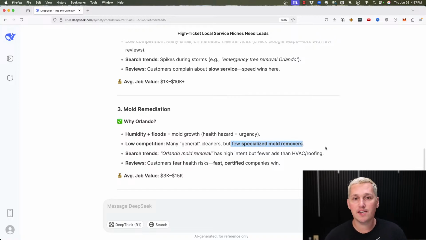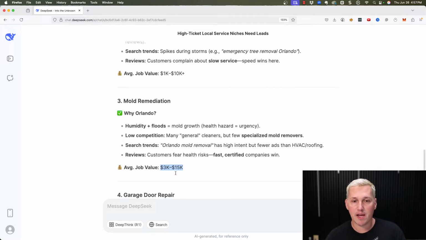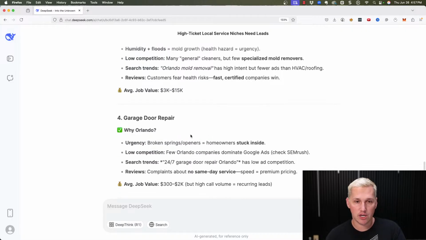So if you were wanting to go and start creating lead generation assets around that, like faceless AI videos, right? You could create those videos around specialized mold removal. So it has high intent, but fewer ads running, which is great. And customers fear health risks. They want fast, certified companies. So if you can find someone who is certified to work with, who can get out to the job fast, the average job range is $3,000 to $15,000. So you probably could make upwards of $300 per lead in that niche.